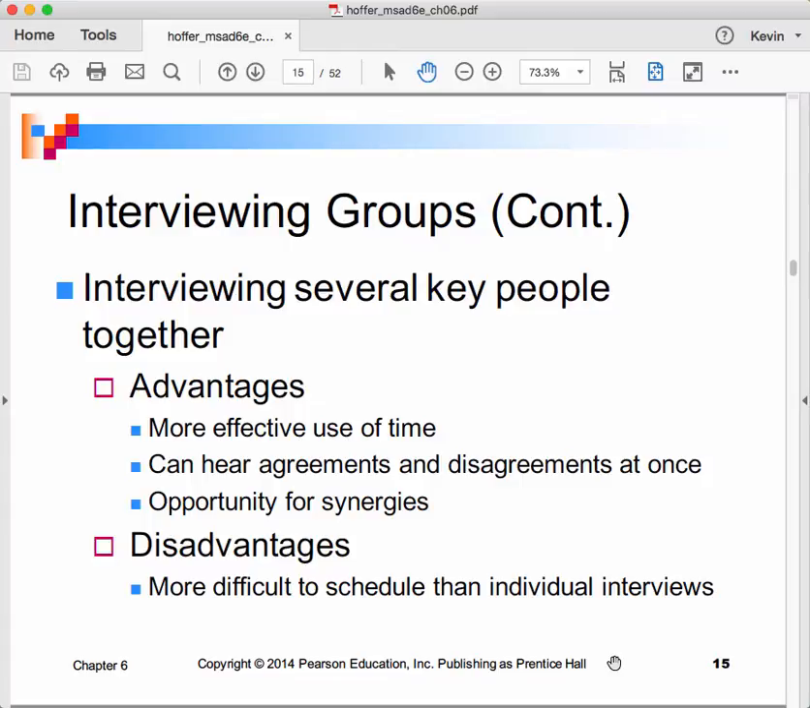Now, you can try to moderate the experience in order to have those chilling effects be as minimal as they can be. And you've got to decide whether the disadvantages or the advantages are greater in terms of whether you want to speak to a group or whether you want to speak to individuals. And you can always do a combination. You don't have to do all one or all the other.